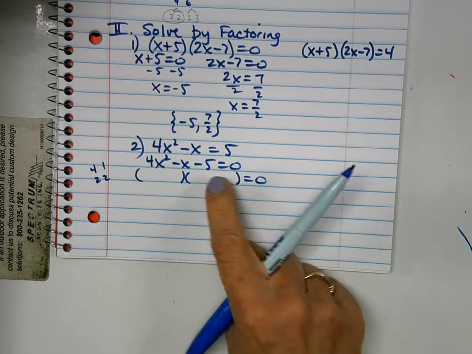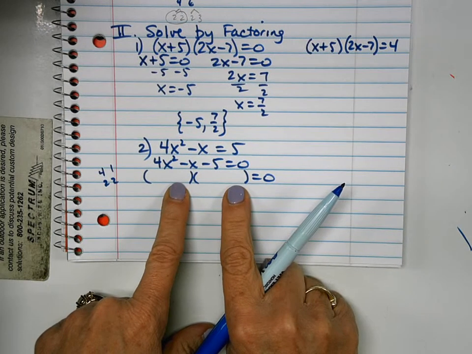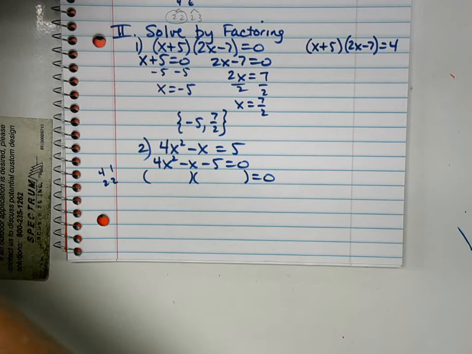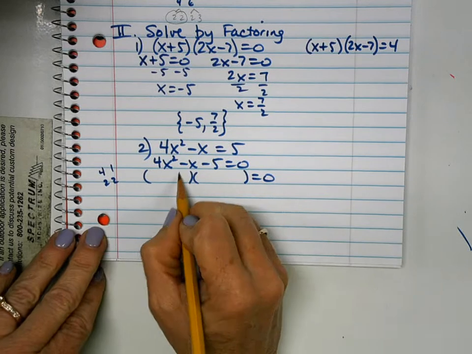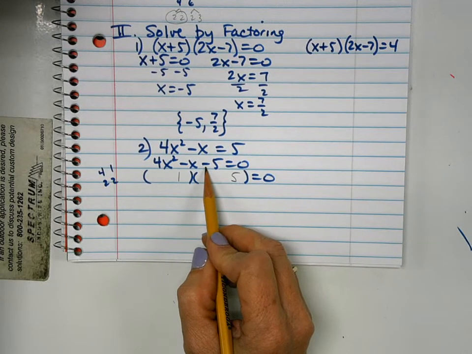Now, 5 comes from the last two terms being multiplied together. There's only one option for that, right? I mean, 1 and 5. So I'm actually going to put those guys in first. I'm going to put the 1 and the 5 in. And if it's negative 5, one has to be positive and one has to be negative. I'm going to figure that out in a minute.